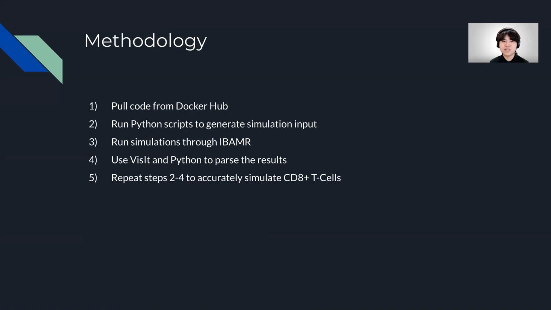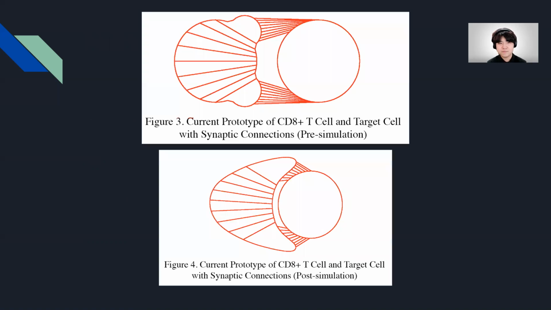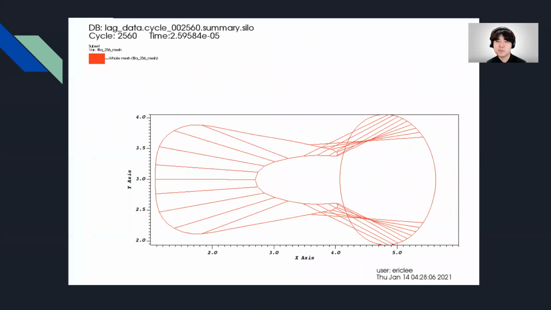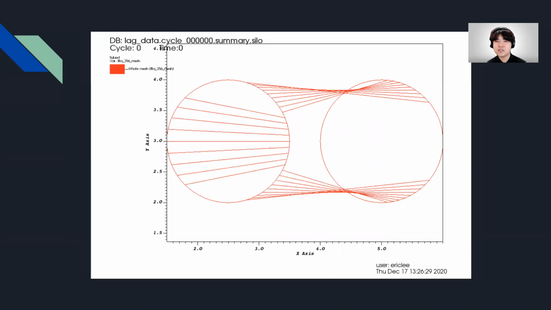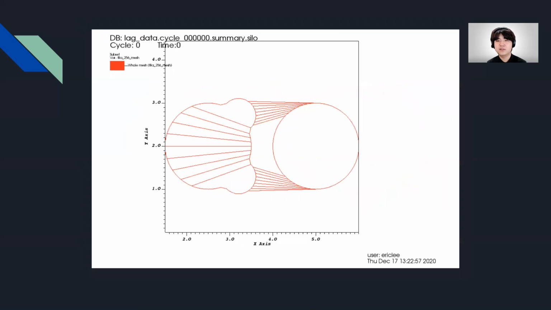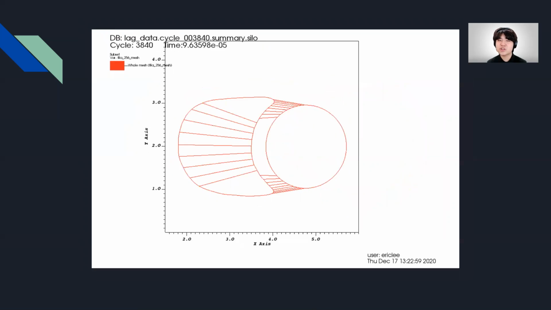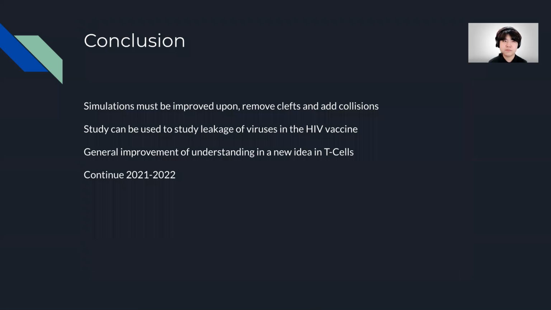So now we would repeat steps 2 to 4 to accurately simulate CD8 positive T cells and improve this over time. Here are some example initial positions that some of these T cells might start from, generated by the Python code. Over time, these simulations became more and more accurate to how a real T cell will engulf another cell. This is currently the stage where our simulations are at, and we hope to improve upon this.